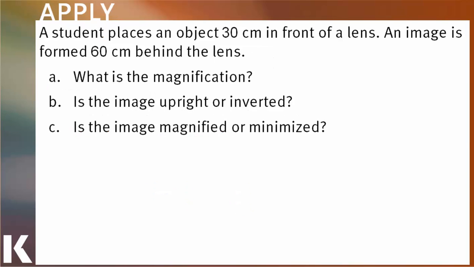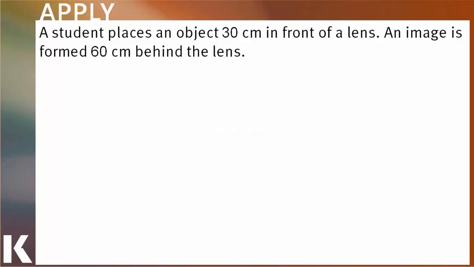Now time to apply this content to a question where a student places an object 30 centimeters in front of a lens, an image is formed 60 centimeters behind a lens, and you want to know the magnification, if the image is upright or inverted, and if the image is magnified or minimized. It may help to first draw out a general scenario of what's happening. At this point, you aren't told if this is a diverging or a converging lens.